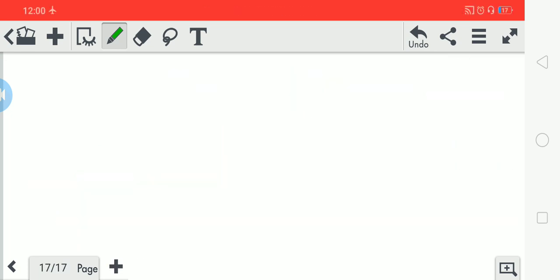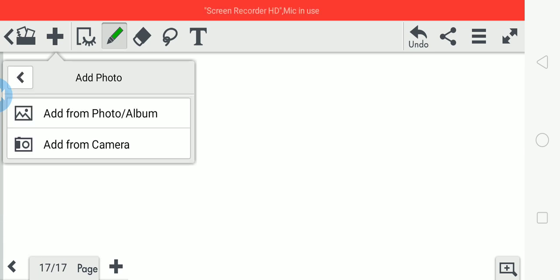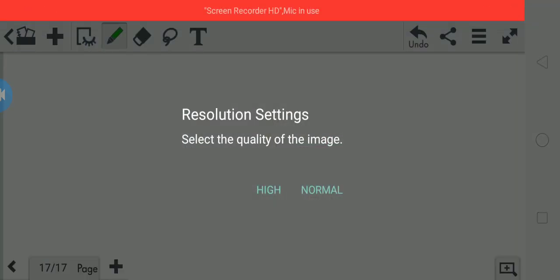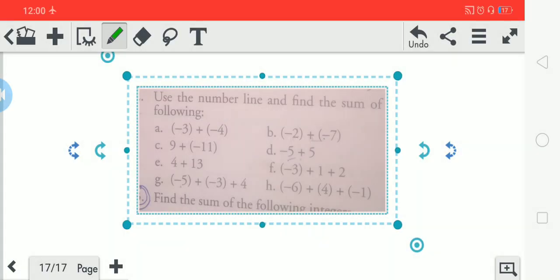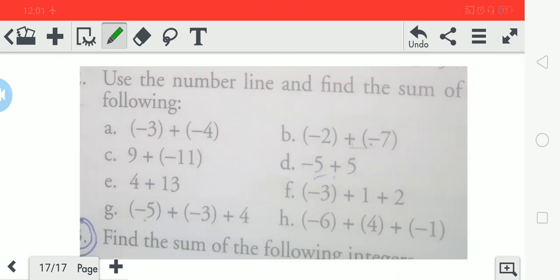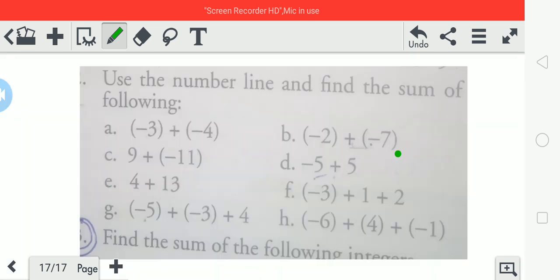Right. Now we will see question number 2. Use the number line and find the sum of the following. Same way we have to do the question as we have already done in question number 1. We had drawn the number line and made left moves, right moves, and we get the answer. Same way we have to solve this question, right?